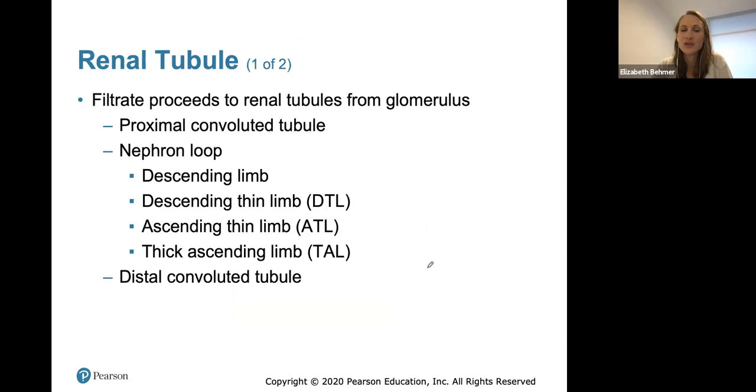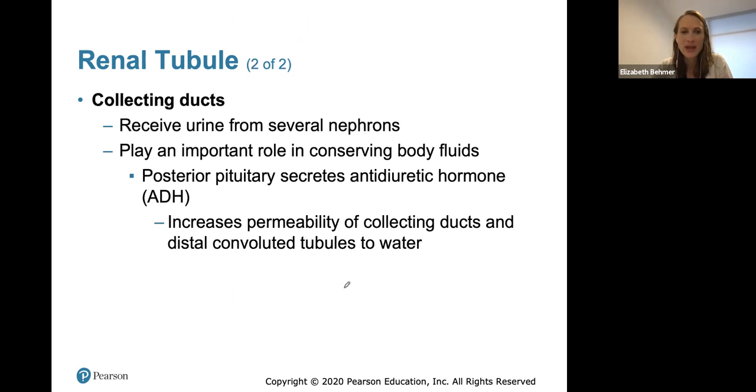The renal tubule then, the filtrate proceeds to the renal tubules from the glomerulus after it's been filtered from the blood. We have the proximal convoluted tubule, the nephron loop, and the distal convoluted tubule. And you have different parts of the nephron loop shown there. Then the collecting ducts will receive the urine from several nephrons. They play an important role in conserving body fluids.